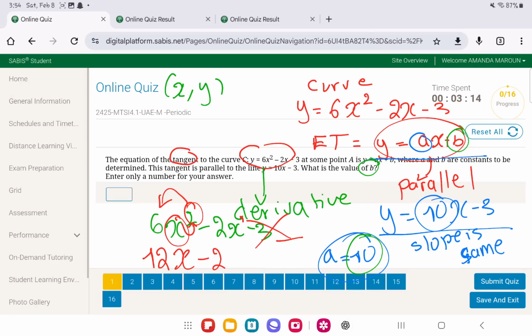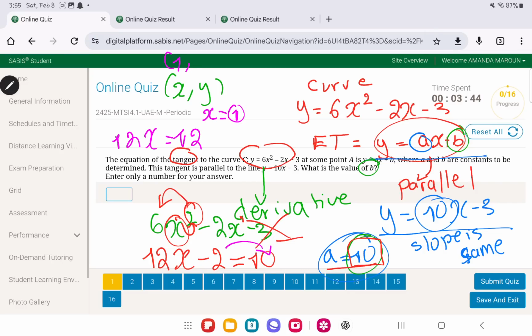Okay, we have the slope. The slope is what? The slope is 10. So what we're going to do is we're going to take this equation, the derivative, which is 12x minus 2. We're going to make it equal to 10. Then the next thing we're going to do is solve it. So we're going to move this to the other side. You get 12x is equal to 12. So then x is equal to 1. And like that, we found the value of x.